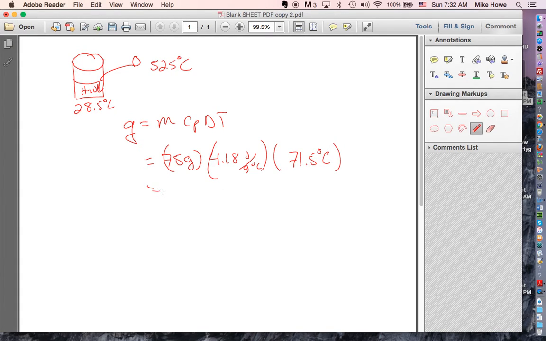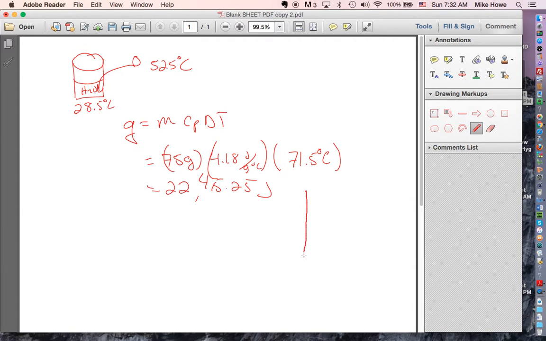So if we multiply those three numbers together, we know how much energy will be required. So let me go ahead and get a calculator. I'll just work through this one with you. So 75 times 4.18 times 71.5 equals 22,415.25 joules. Okay, so that's how much energy it takes to get to the boiling point.